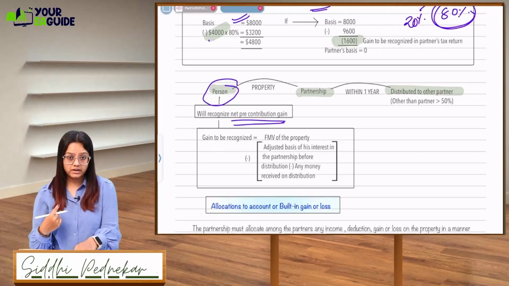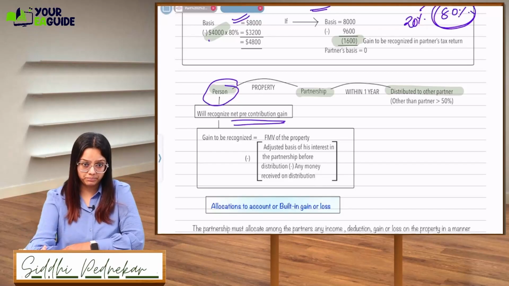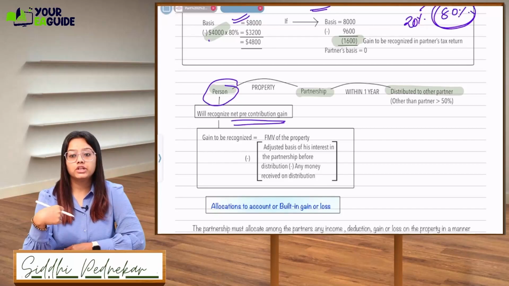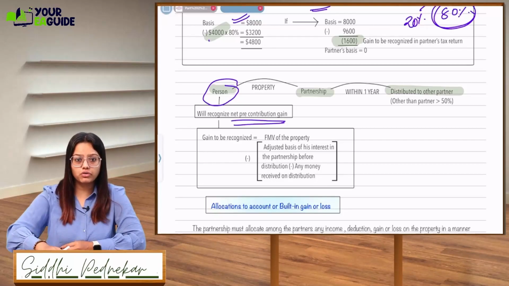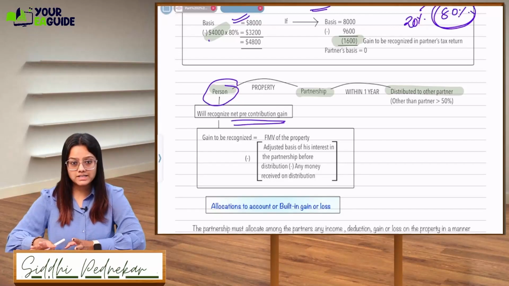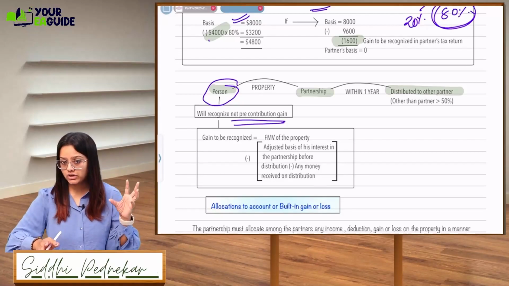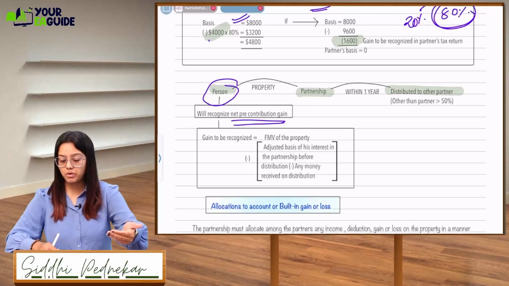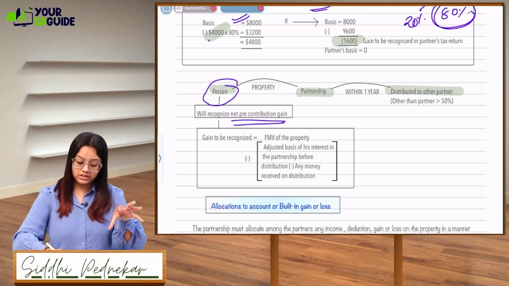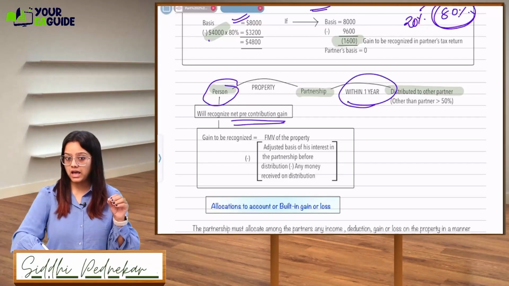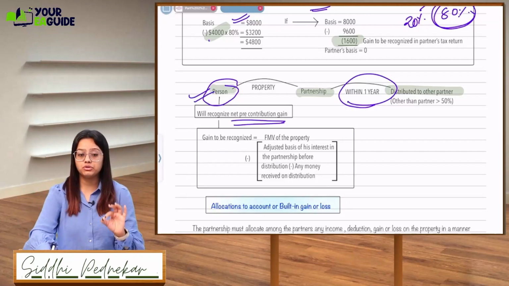If I, as a partner, am contributing some property to the partnership firm, at that time, for the property I'm contributing, I have not recognized any gain, right? Remember the first case. Now the partnership firm is selling that property within 1 year to some other partner or any other person who is not owning more than 50%. At the start when I transferred, I should have recognized the gain because this is a sale of the property, but since I'm receiving the partnership interest, I have not recognized it. So now when this happens within 1 year, I'll have to recognize a pre-contribution gain.